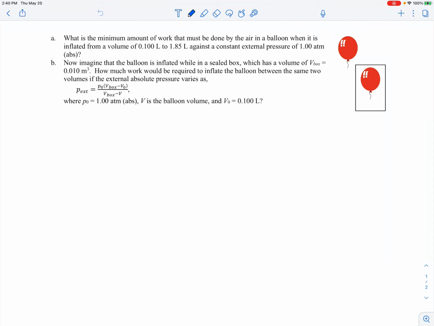So in this example, we have a balloon that is expanding. You can see the balloon over here. There are two different cases. One is a balloon that's just in this infinite surroundings, and then another case where the balloon's inside a box.